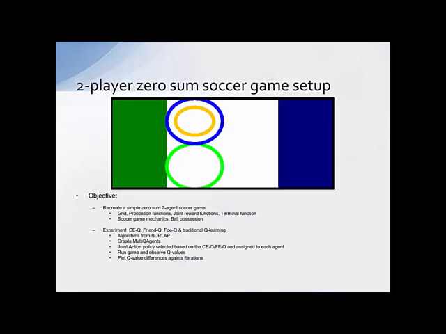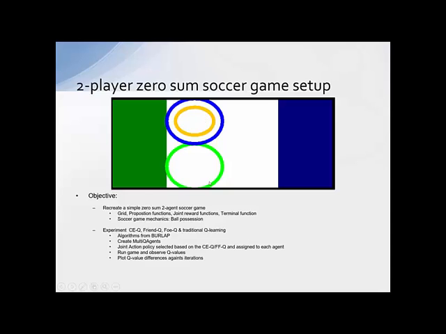Welcome. In this project, our objective is to recreate a simple zero-sum two-agent soccer game and experiment with different variants of correlated Q-learning algorithms. We use Burlap for modeling the game and running the experiments. We model the game setup as a 2x4 grid, leveraged from the Burlap grid game example.